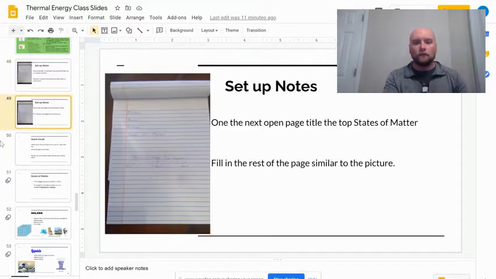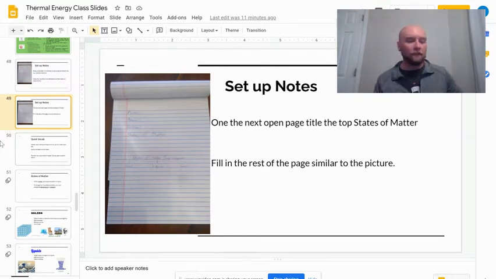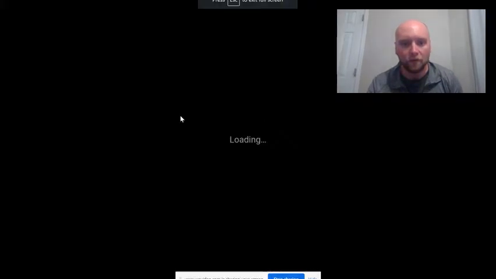All right, students. So setting up your notes, you should have on your open page titled it States of Matter. And then I want you to fill in the rest like you do here on this picture. I know it might not be the best to see, but you've got 3 vocab words at the top: matter, atoms, and particles. Then in the middle, I want you to create a spot called States of Matter. There's going to be a couple of sentences we write in that open space. And then I want you to, let me present so this is easier to see.